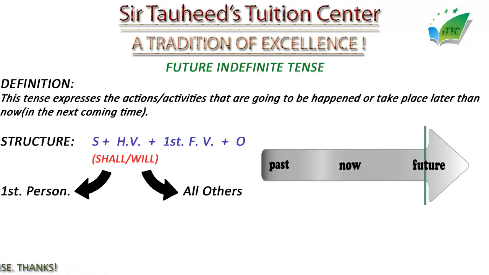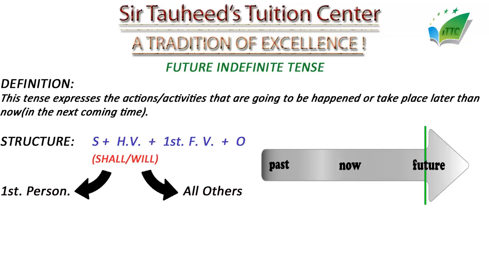Okay guys, so let's move on to its structure. Here we have four basic elements in this structure. The first element is the subject, which is the doer of anything. After the subject we use a helping verb. Here we have two helping verbs, shall and will. After the helping verb we have the first form of the verb, which is also called the present form of the verb, and after the verb we use an object. Object is something which is connected to the verb.